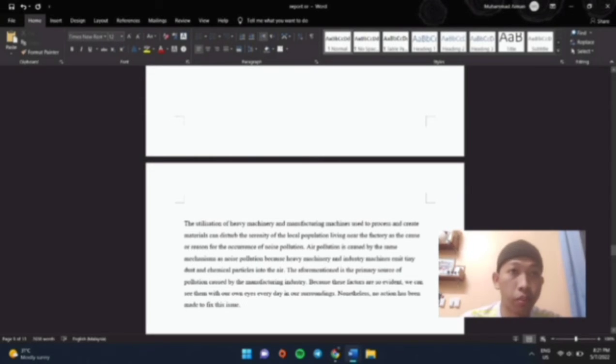The above is the main cause of pollution generated from the manufacturing sector. These causes can be seen every day with our naked eyes in the surrounding situation because they are so obvious. Even so, no form of action has been taken to address this issue.